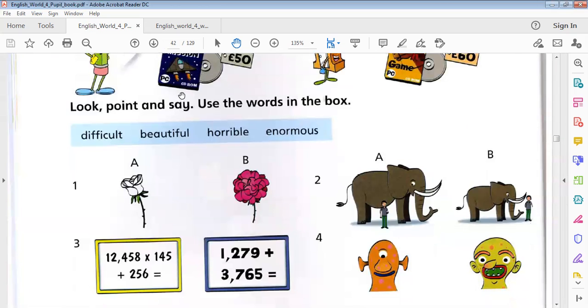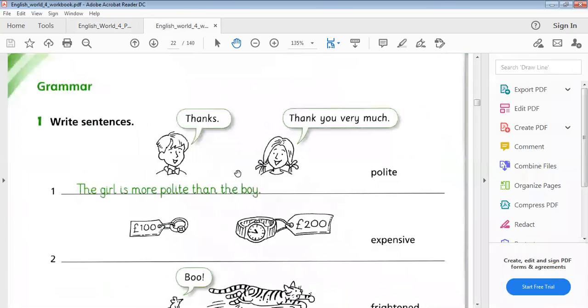Here in the workbook, we have a way to use comparative between two people to say which one is more this than that person. For example, here we have this girl and this boy. The girl says thank you very much, but the boy says only thanks. In this case, which one is more polite? The girl is polite. So you say the girl is more polite than the boy.